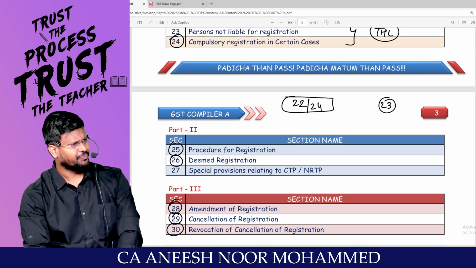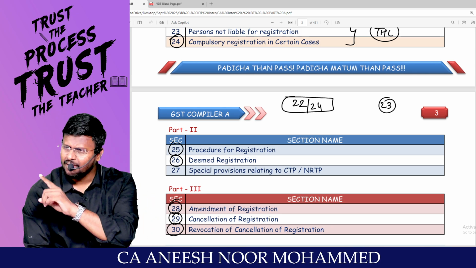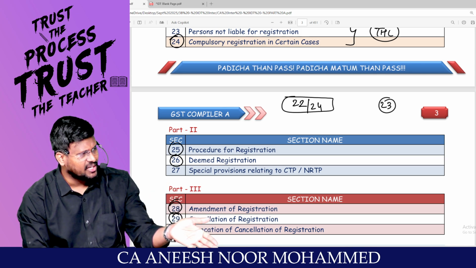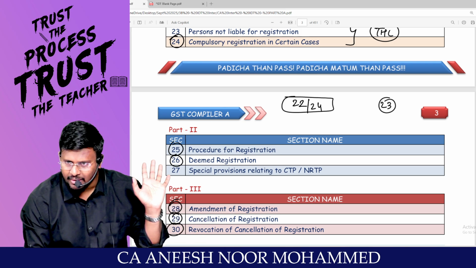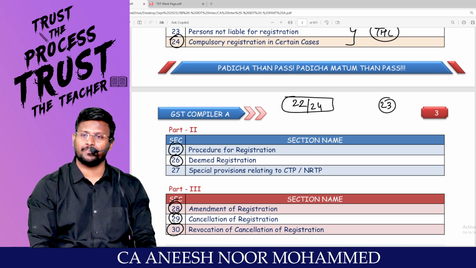So if I take registration in central, it is equal to taking registration in state. Two separate registrations are not required. Only one registration is required. That is deemed registration under section 26.